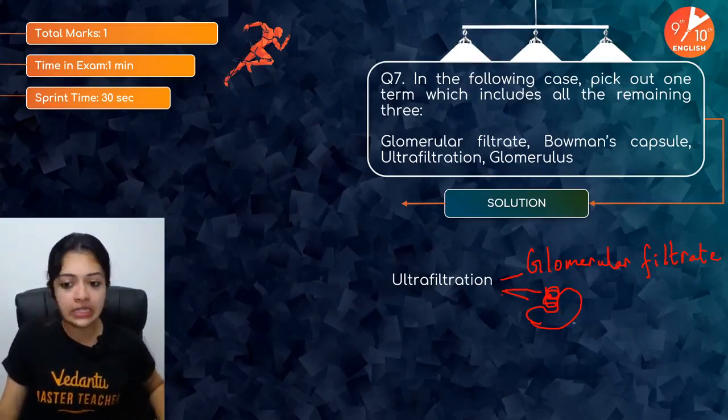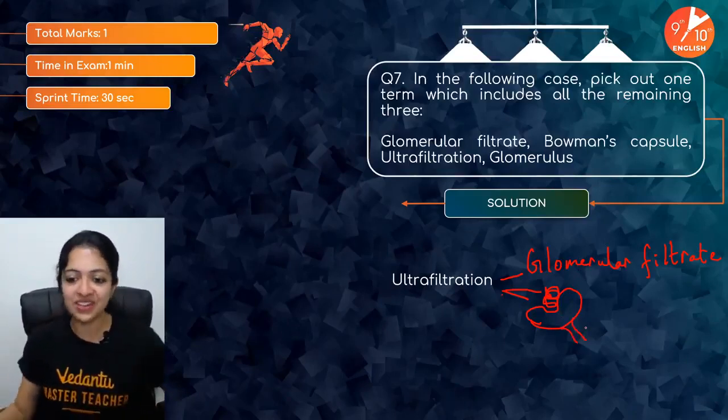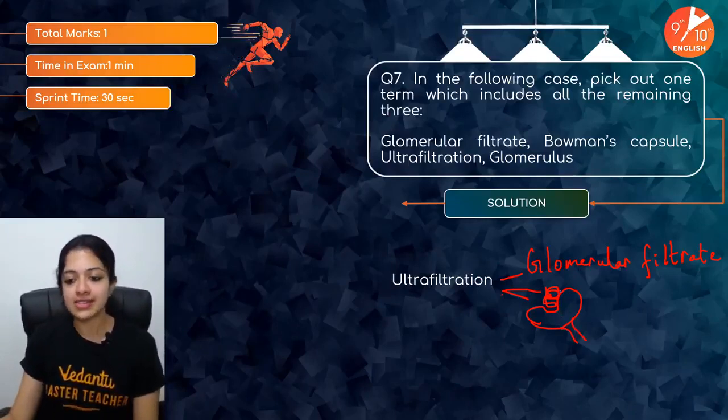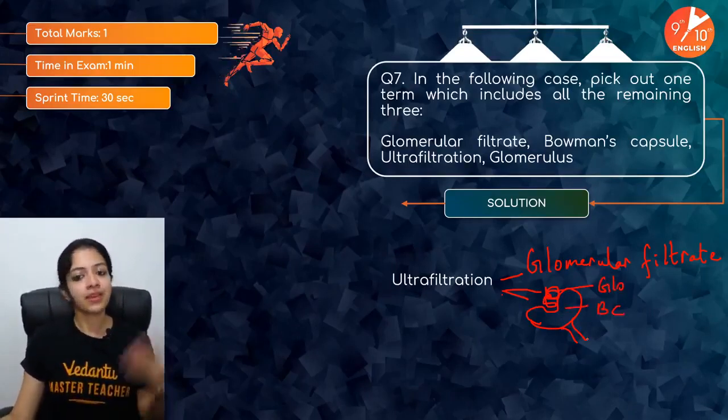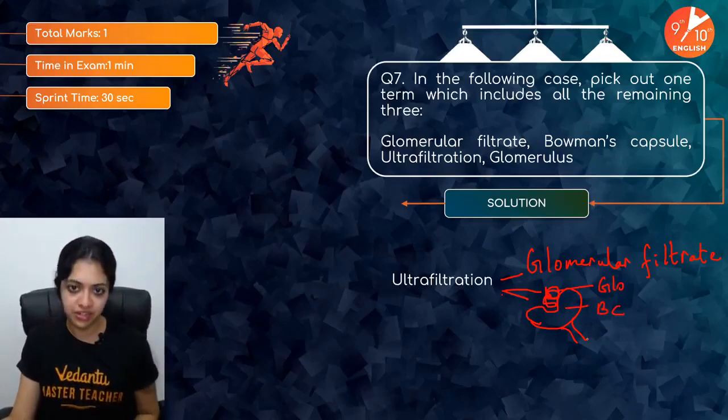Of course, this looks like a kidney, right? I shouldn't have joined it over here. Okay, sorry, my bad. Yes, children. So this is the glomerulus, and this is the Bowman's capsule. That's it, all related to ultrafiltration.